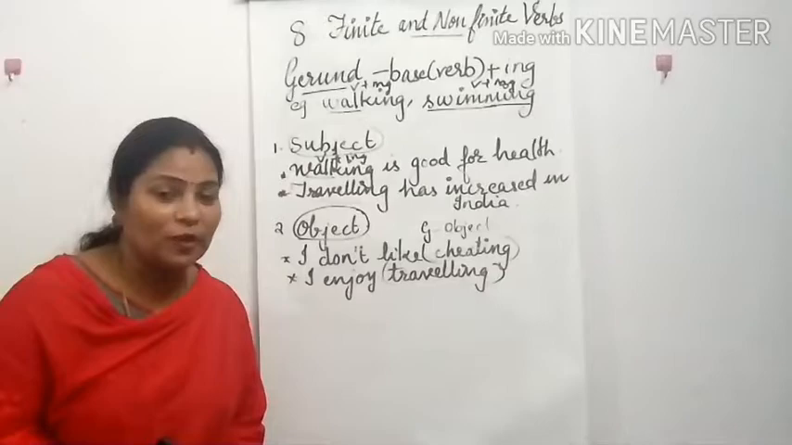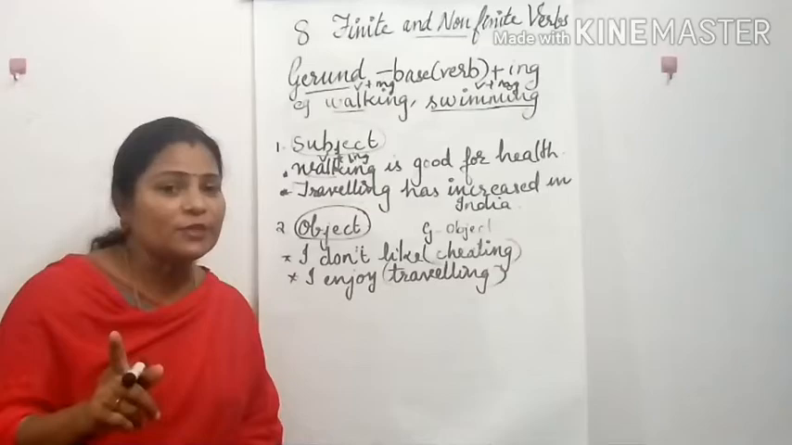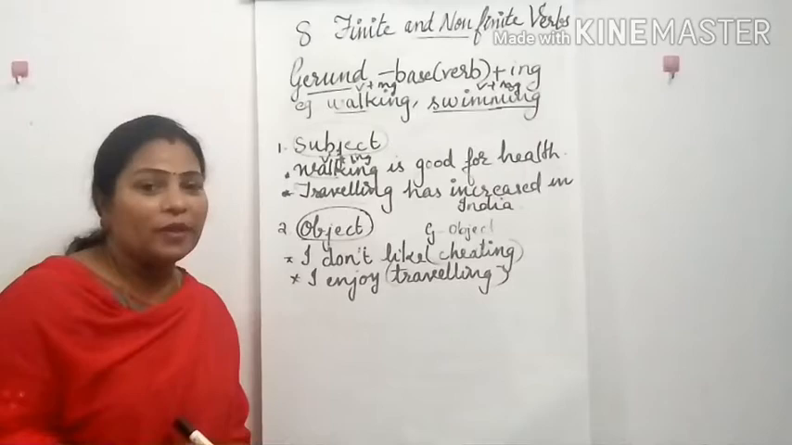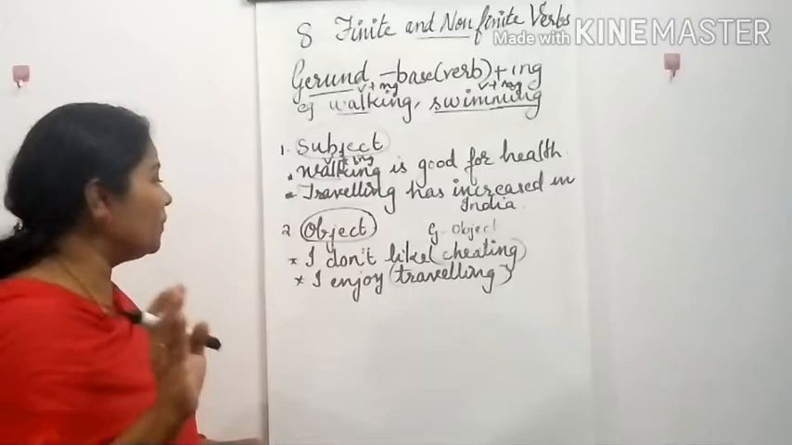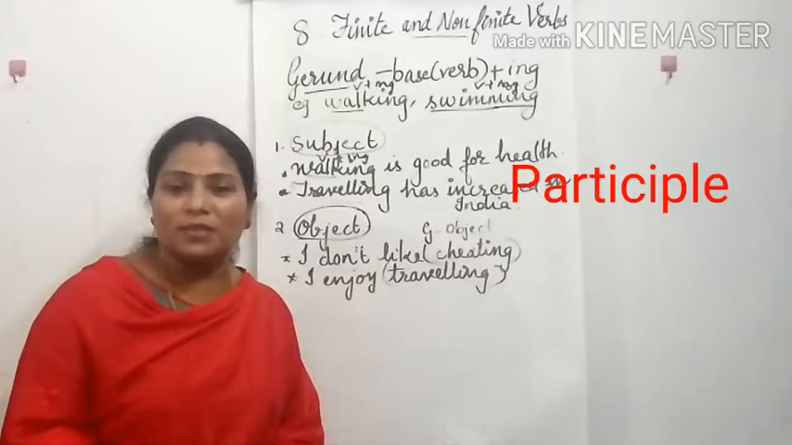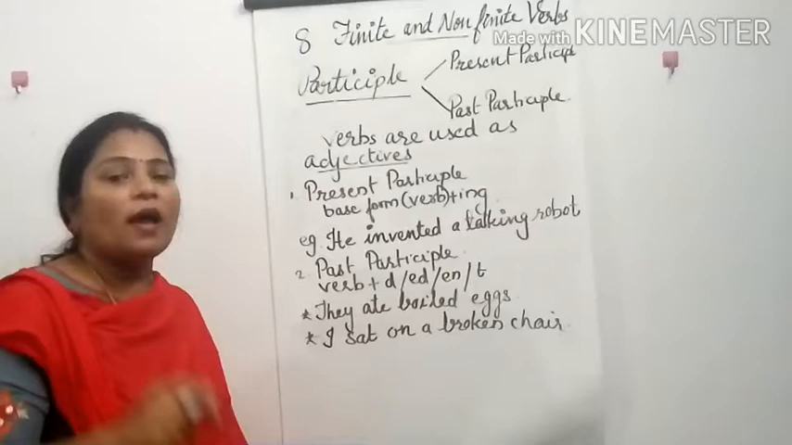Okay. So now we have learned two things: infinitive and gerund. Infinitive means the verb in the to form. And gerund means the verb to which you are adding ing. Okay. I hope it's clear to you. Next we will move to participle. So what do you mean by participle? We know that there are two types of participle, that is present participle and past participle.